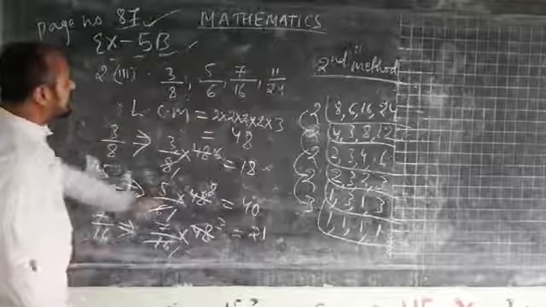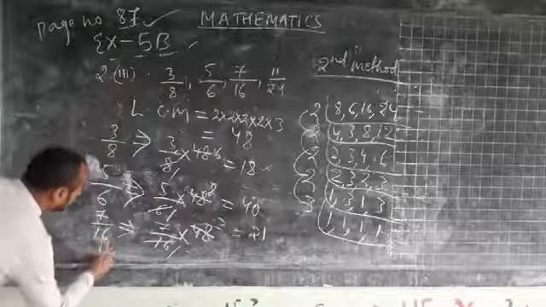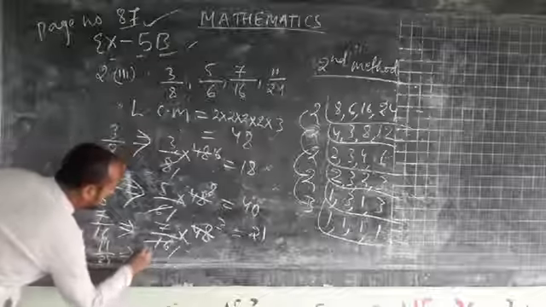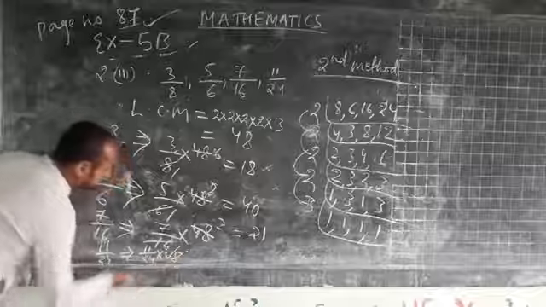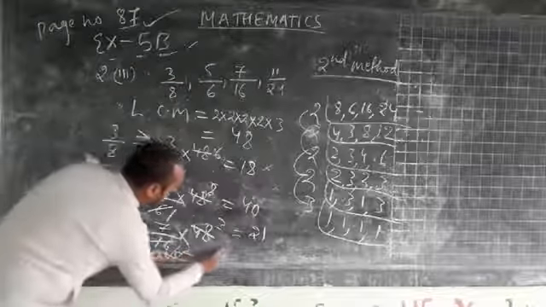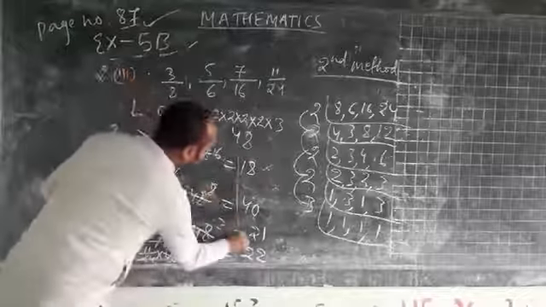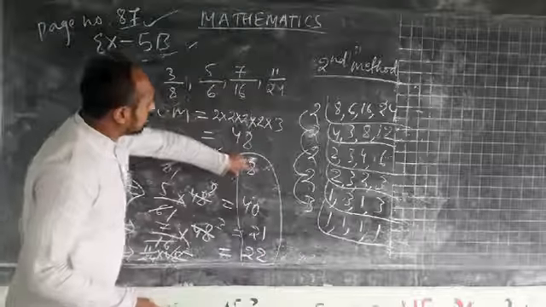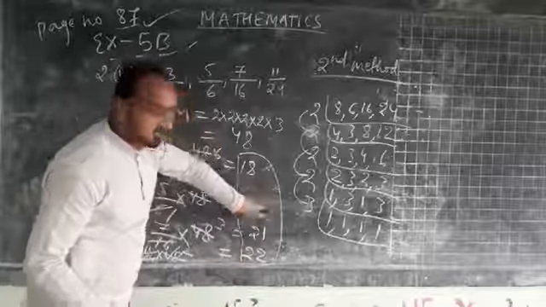And the last one we have 11 by 24. So for this one 11 by 24 also we can do the same thing. 11 by 24 into 48. So 24 1s are 24, 24 2s are 48. So here 11 2s are 22. Now if you compare this value, which one is smaller? 18 is smaller. Second one is 21, then 22, then 40.